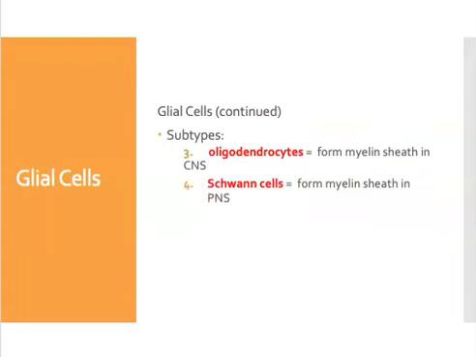The other two glial cells that are in nervous tissue include oligodendrocytes and Schwann cells. Now, both of these cells have the same function of secreting myelin around axons. The difference between the two cells is where they are functioning. Oligodendrocytes are producing myelin sheaths in the central nervous system, and Schwann cells are forming myelin sheaths in the peripheral nervous system.